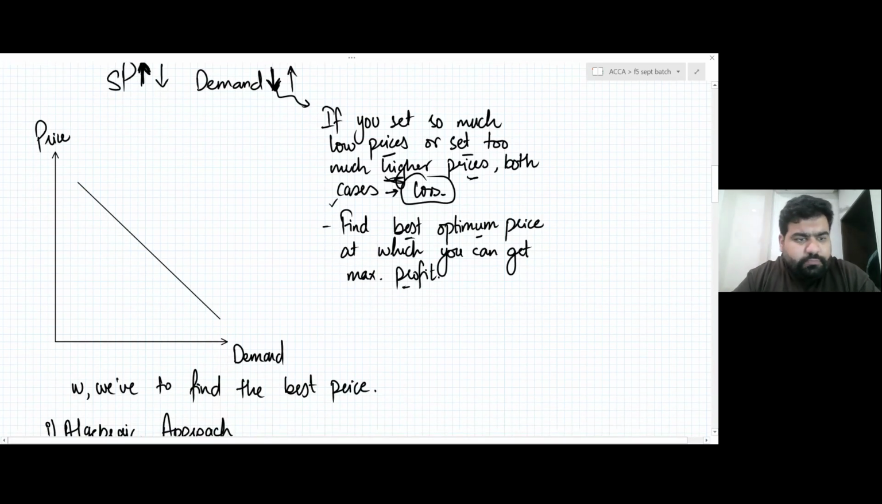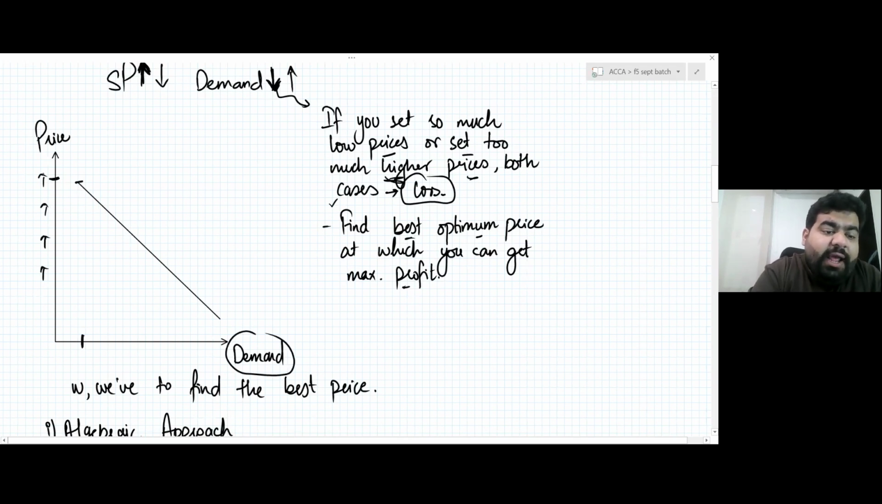For example, for the graphical representation, I have made this line. See, when you are increasing the price, at a higher price your demand is lower. This is the demand on the x-axis. As soon as you lower your price, at this price your demand gets more. If you decrease the price more, demand is almost increased.